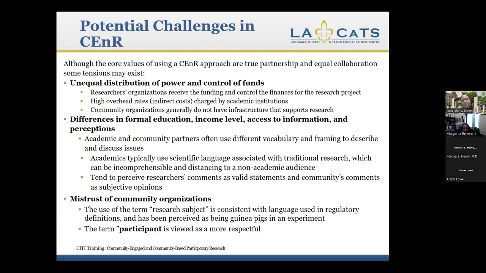Another challenge that we may find is just differences in education, income level, access to information, perception. And this is very, very important because, and also too, what's key is that regardless of the role that each person is playing, that we are able to come down to a level of education, a level of communication where both parties are able to understand.